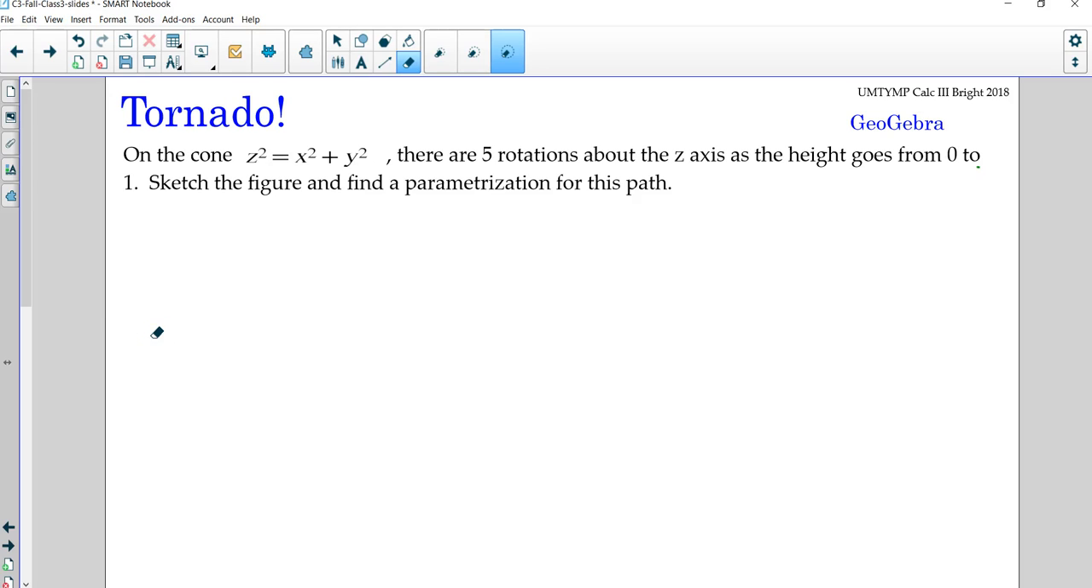This video is going to go through an example that's actually kind of cool. So we're going to work with a cone, so z squared is equal to x squared plus y squared, and on this cone there are 5 rotations about the z-axis as the height along the z-axis goes from 0 to 1. So we need to sketch a figure and then find a parameterization. So let's go ahead and start the sketch. Let's try that again. And so we're going to sketch this.